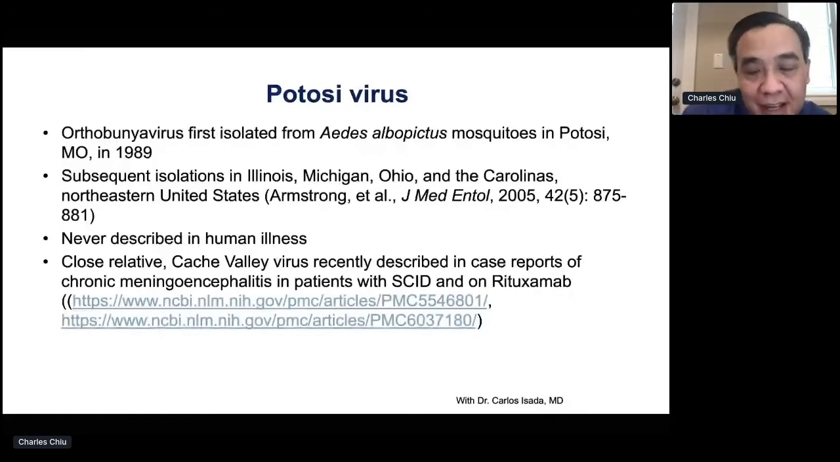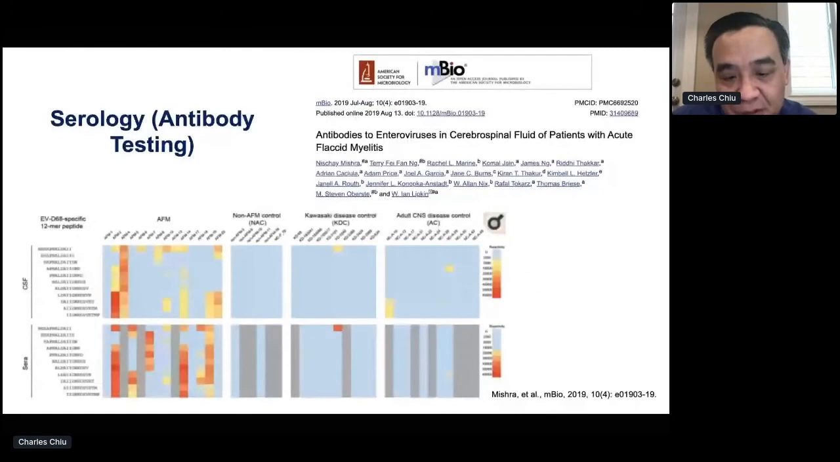But this gives you an example of how the use of a comprehensive test, although it may not be as useful for diagnosing enteroviruses, because as I said before, we can rarely find enteroviruses in spinal fluid, might be useful for identifying other causes of acute flaccid myelitis or neurological disease. I also want to end by talking about two new technologies.